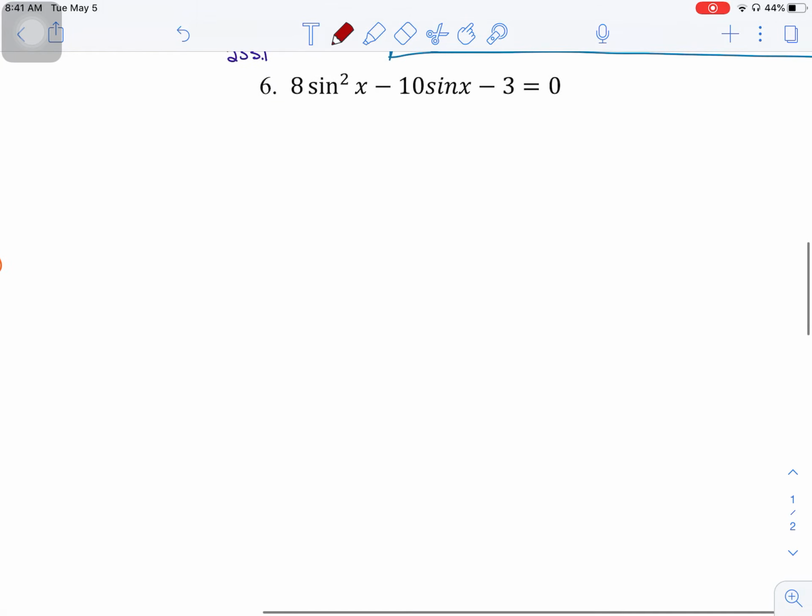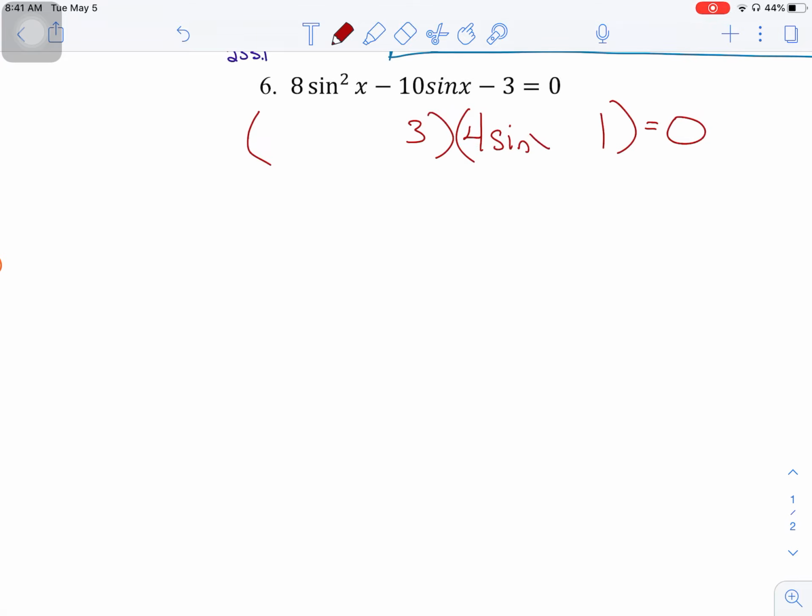Number 6, sine squared and sine, I need to factor. All right, it's already equal to 0, which is nice. 3 and 1. What do I have there? Let's make this a 4 sine x and a 2 sine of x. And let me see if that works. So that would be negative 12, that would be positive 1. So, whoops, 2 times 4 is 8. Negative 3 times 1 is negative 3. These 2 terms in the middle become a negative 12 and a positive 2. Yep, my factors are good.